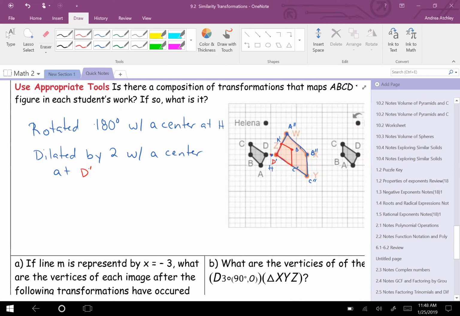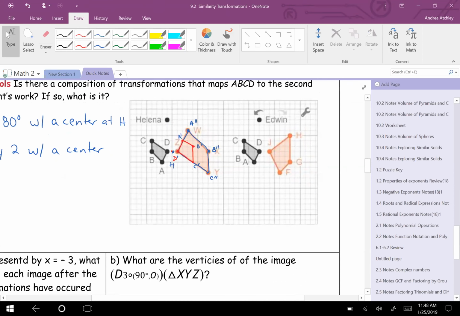Any questions over that? Okay, so that's how you perform this composition of transformations. So those 2 figures would be similar because they have congruent angles and all the sides are proportional. They all had a scale factor of 2. Any questions over that?